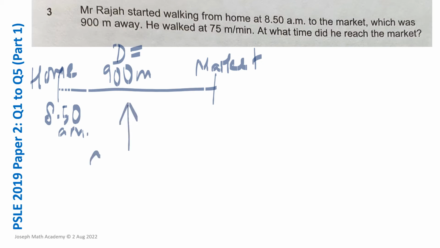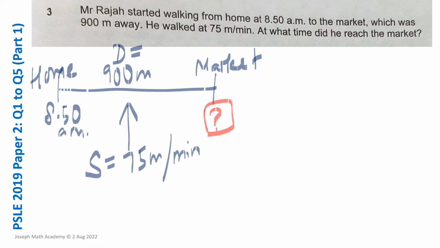And the walking speed is 75 meters per minute. All right? So at what time did he reach the market? So we want to find out what this timing is here, the arrival time. To find the time, the question mark, we need to use something called duration. Duration is actually the time component, the time taken in the formula for finding the speed.